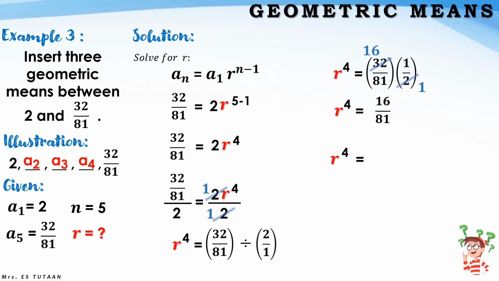And then, that is r raised to the 4th power equals 16 over 81. So, para ma-undo yung ating 4th power sa r, we will get the 4th root of our numbers in both sides. So, yan ay 4th root of r raised to the 4th power. And then, pareho din, so 4th root of 16 and the 4th root of 81. So, ang naiwan na lang ay r dito sa side na to.